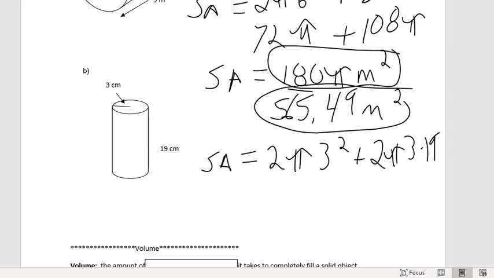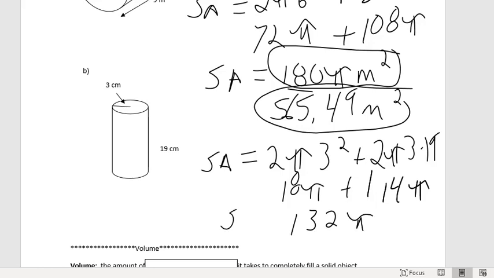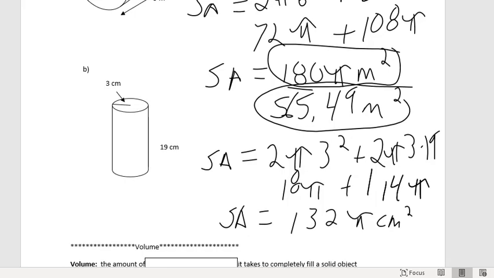Do some magical calculations. 18 pi plus 114 pi. Add them together, we get 132 pi. Don't forget our units at the end. Since it was centimeters, area is centimeters squared. You could multiply through by pi and get a decimal, but I won't. I'm just going to leave it like that.